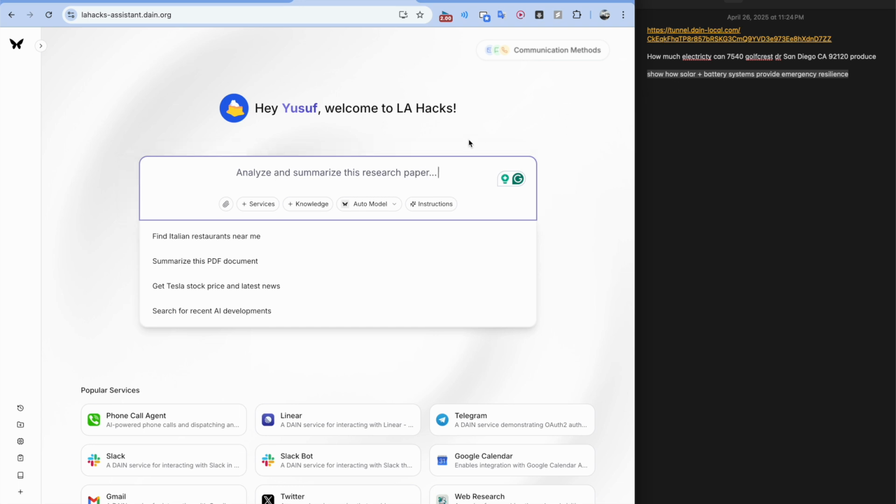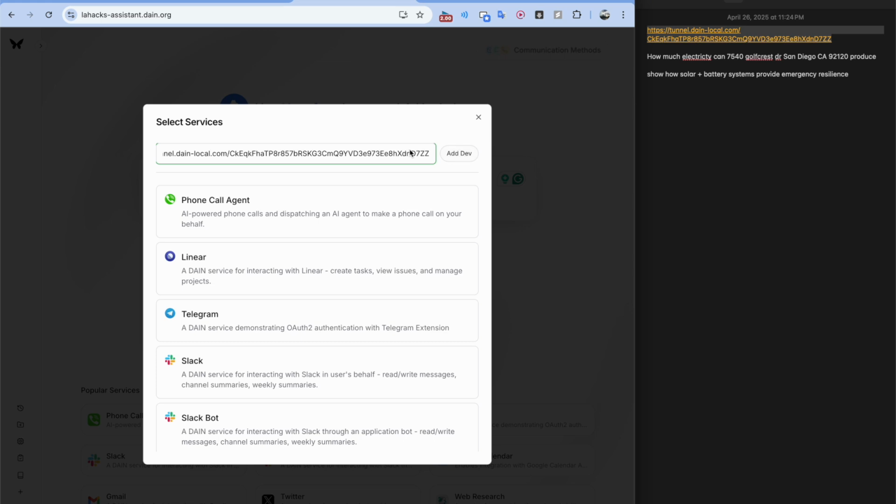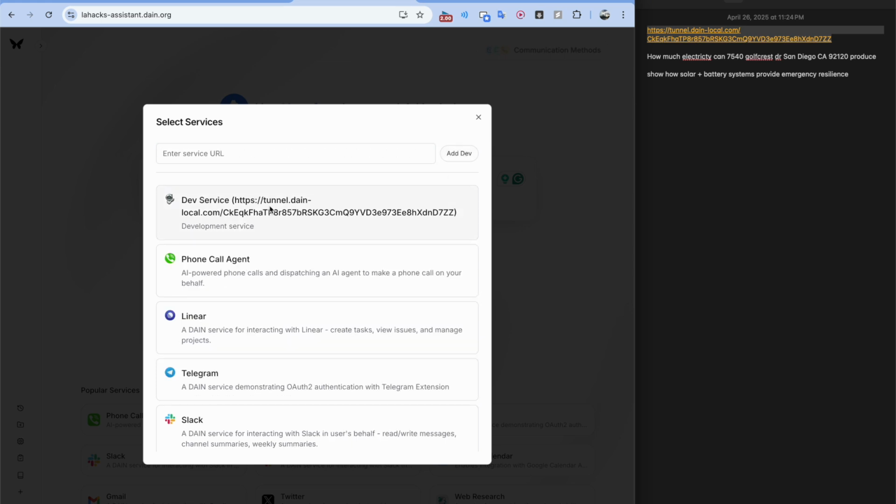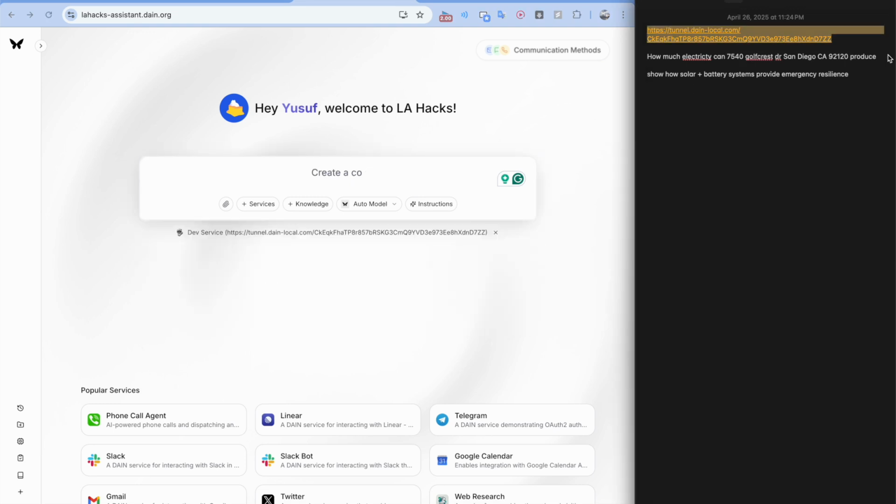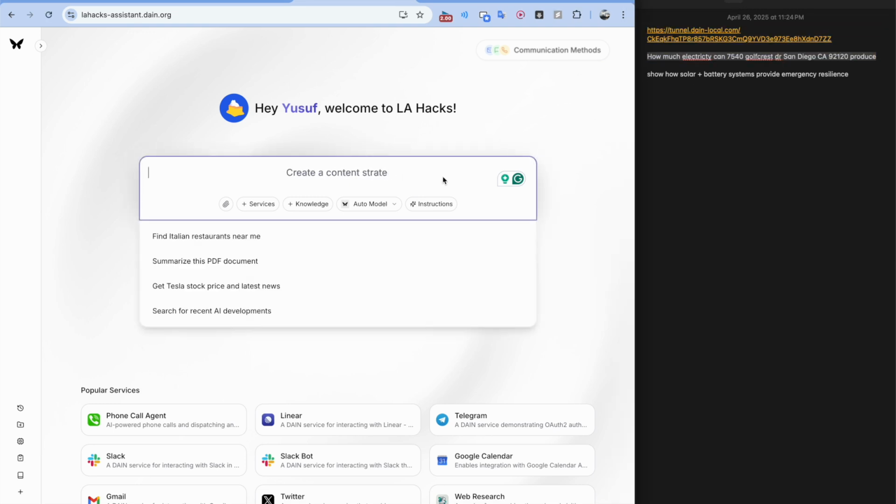us for this hackathon. So we're going to start here by adding our tunnel. So we're going to go to services and add our tunnel here. This tunnel goes to our service that we developed. We're going to select it here so that our agent is what's being used. And now we're going to ask a question. We're going to say how much electricity can this certain address here produce. So we put that in here, set it in.